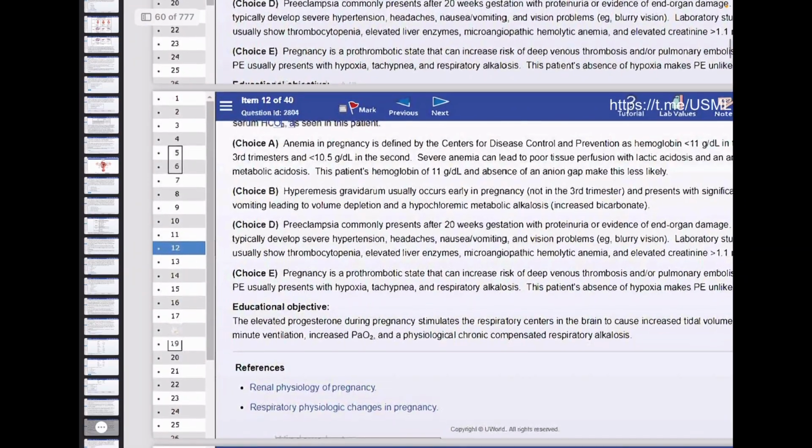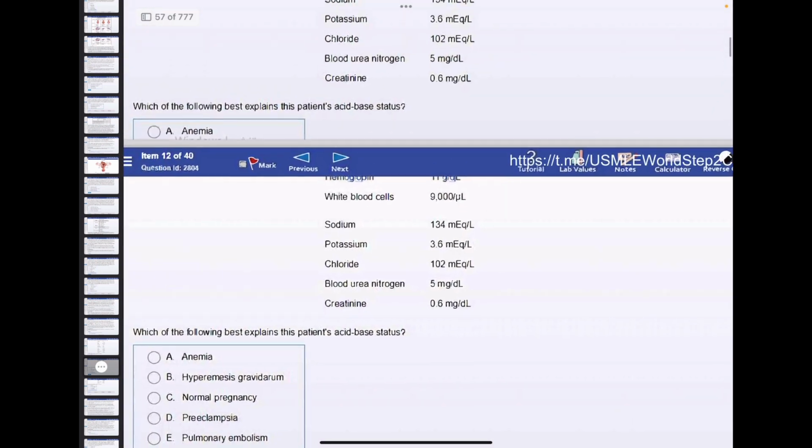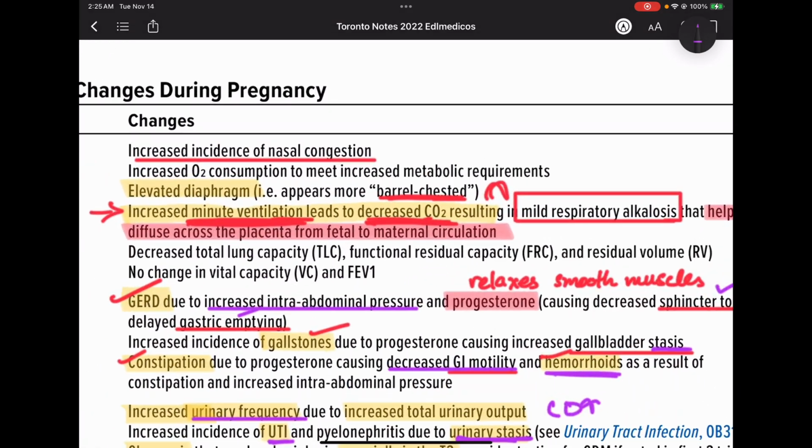And that's all normal. That is normal pregnancy. These are the physiological changes which we talked about right here in the respiratory part.